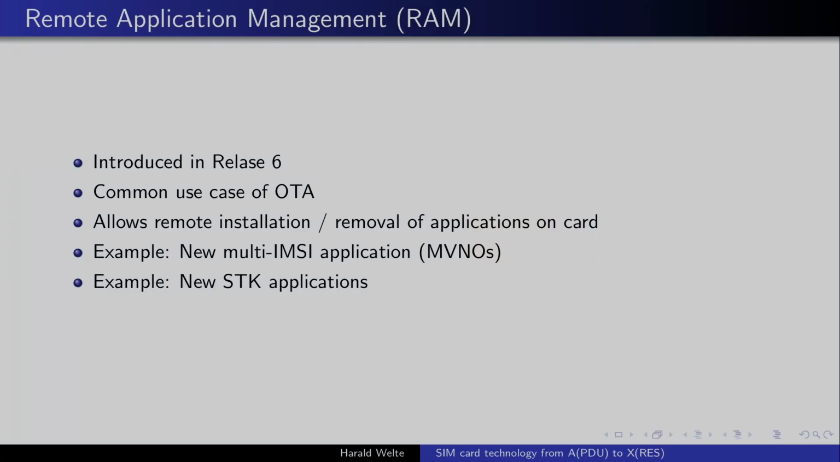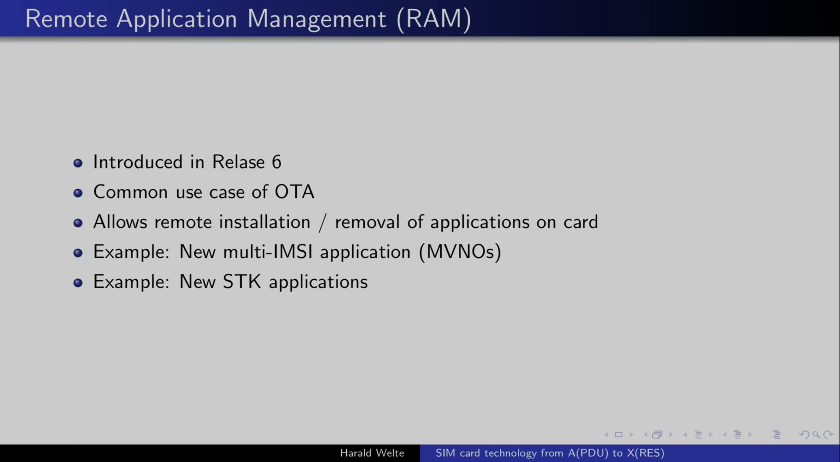The next is RAM, which is not random access memory. No, it's remote application management. It was also introduced in the same release with the same typo. And it allows installation and or removal of applications on the card. And applications in terms of Java Card means Java cardlets. For example, you could update or install new multi-IMSI applications, which is one very creative way of using SIM cards in more recent years, or new SIM toolkit applications, for example.